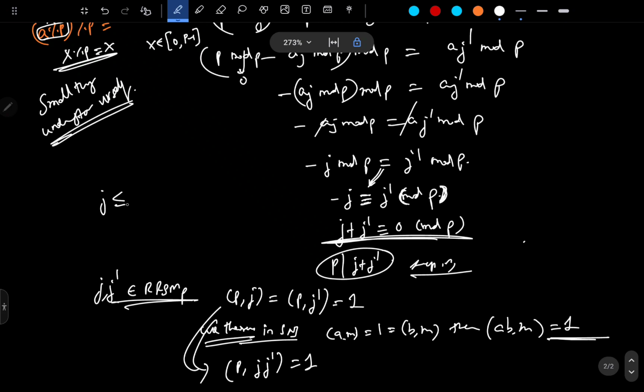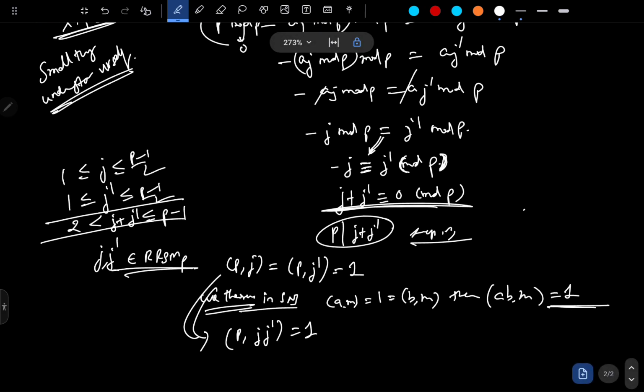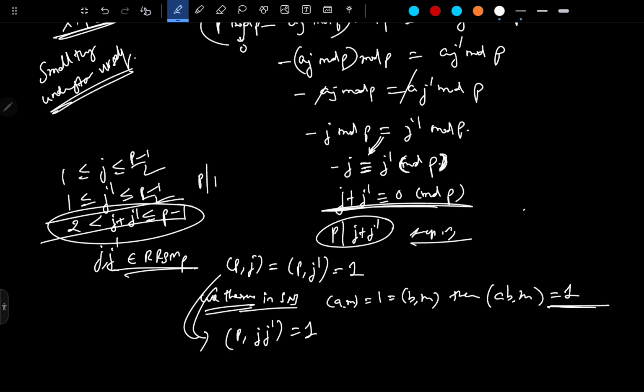Now consider what is J. J is considered as 1 minus P by 2. What is J dash? J dash is considered as P minus 1 by 2. So when you add J plus J dash, it boils down to 2 into (P minus 1) by 2, that is P minus 1. Now tell me whether P divides J plus J dash or not. It is like 2 divides 1 or not? Answer is no, right?